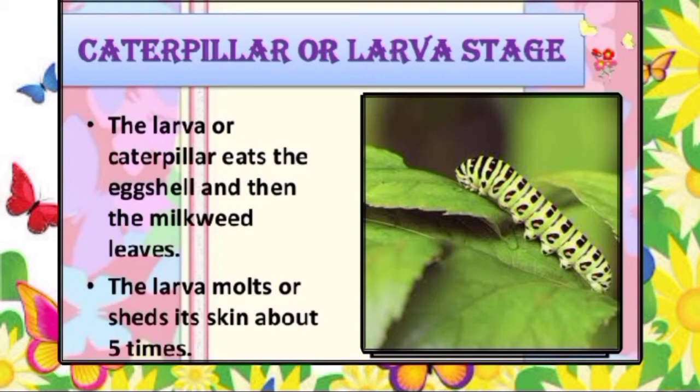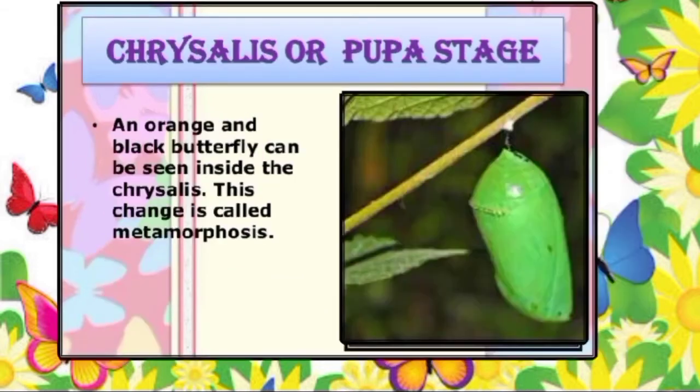The picture shows a small young green and black larva, and the larva or caterpillar eats the eggshell and then the milkweed leaves, and the larva molts, or sheds its skin, about 5 times. Next stage is the pupa stage.